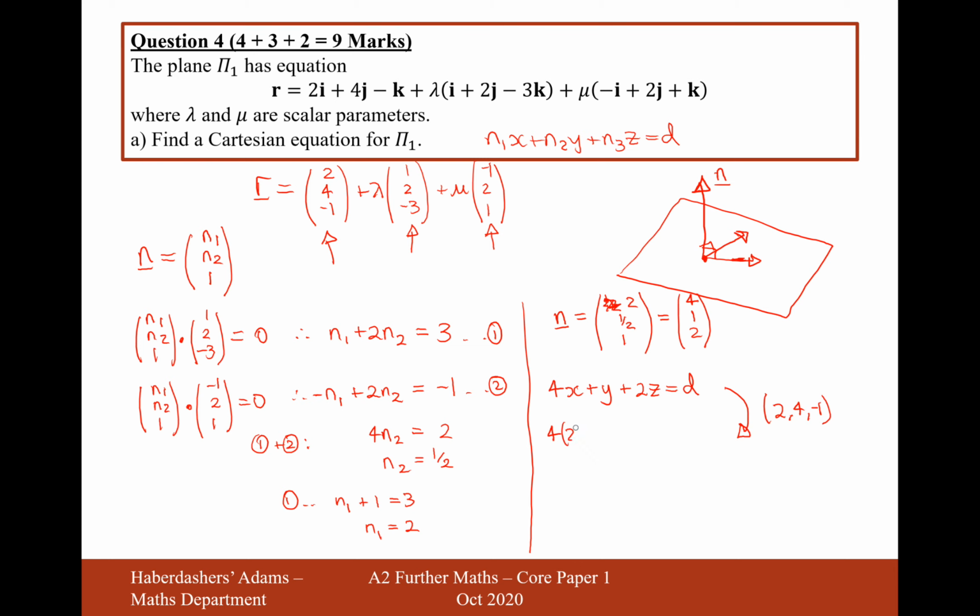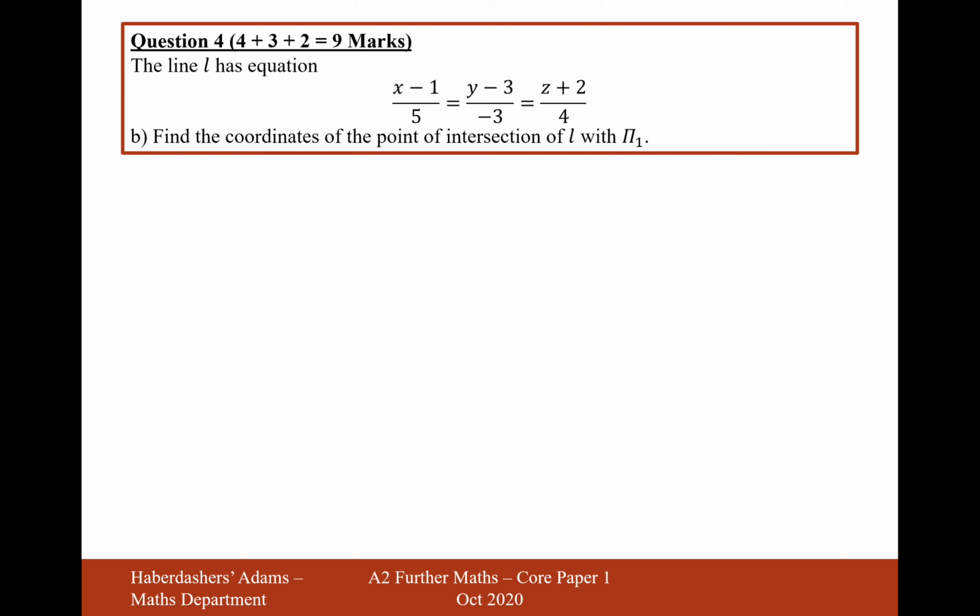So it's going to be 4 times 2, add 4, add 2 times minus 1 equals the d value, and the d value is going to be 8 plus 4 is 12, minus another 2, that would be 10. So therefore your final answer for part A is going to be 4x + y + 2z = 10. And there we are, that's the answer for part A. Let's move on to part B then, so let's just make a note of that in the top right. 4x + y + 2z = 10.